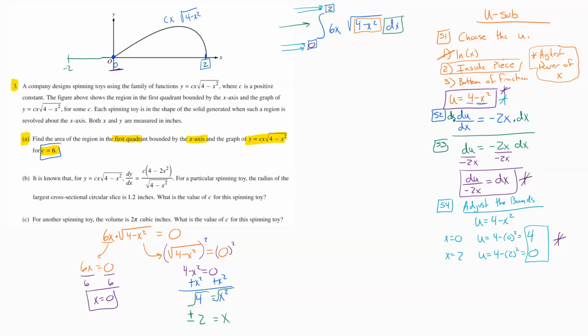So working your way left to right, it's either one of those three things that you're subbing for, or it sticks around for the time being. So up top here, that lower bound now was 0. It's now going to become 4. That upper bound was 2. It's now going to become 0. Nothing happened to that 6x yet, so we're just going to leave that there. Now this is all going to be the square root, and all of that stuff is now u. And then dx is now going to be du over negative 2x.